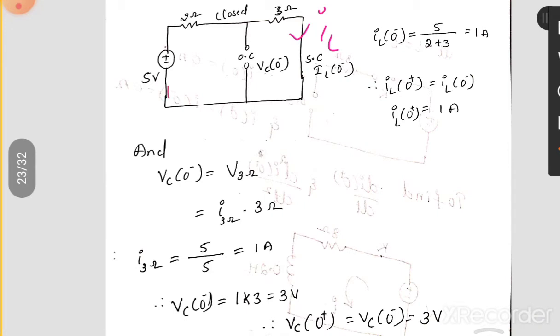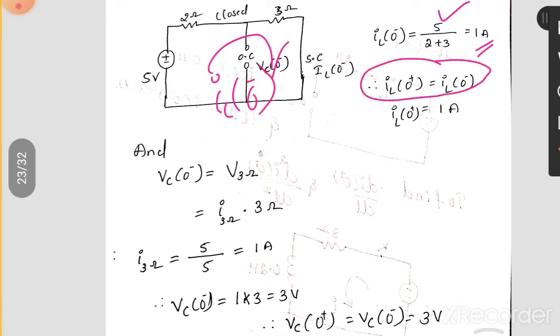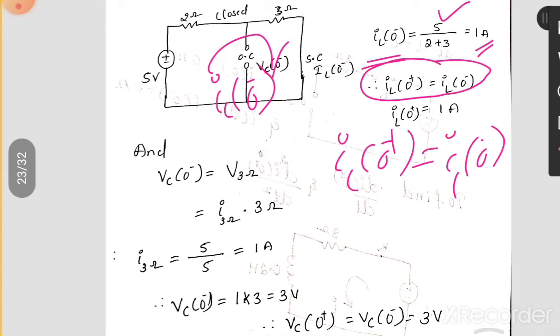Apply simple Ohm's law. There is a voltage source and there are two resistances in series. So IL of 0 minus is nothing but this loop current. That is nothing but 5 volts divided by the two resistances in series, 2 plus 3, which is equal to 1 ampere. As we know, in an inductance the current will not change immediately, therefore IL of 0 plus also remains the same as IL of 0 minus. This is your IL of 0 minus, which is 1 ampere.